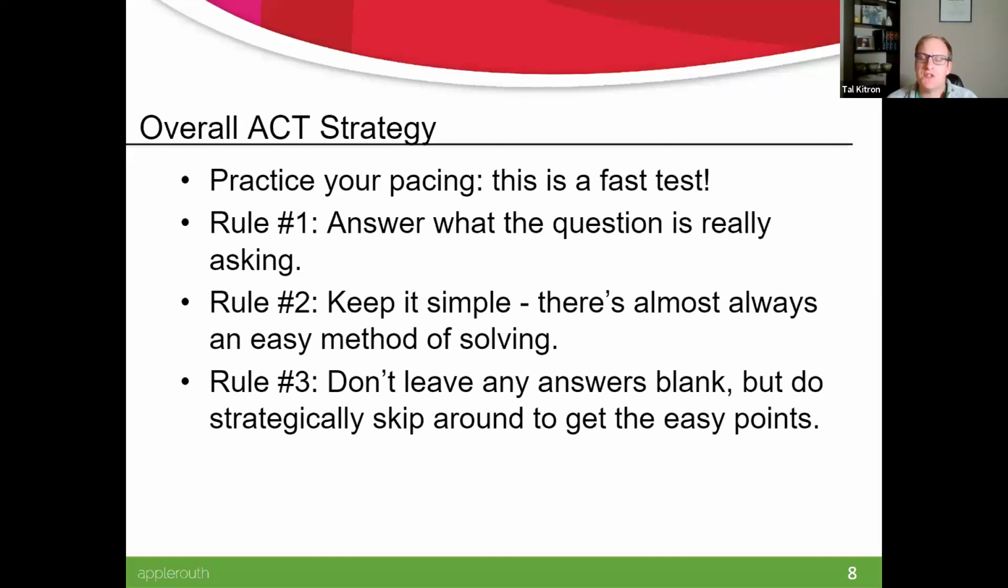First rule is just always make sure you're solving for the right thing. So like on math, what am I solving for? On English and reading, what is the question asking? Use your pencil, mark up the test booklet. We can still do active reading on this test.